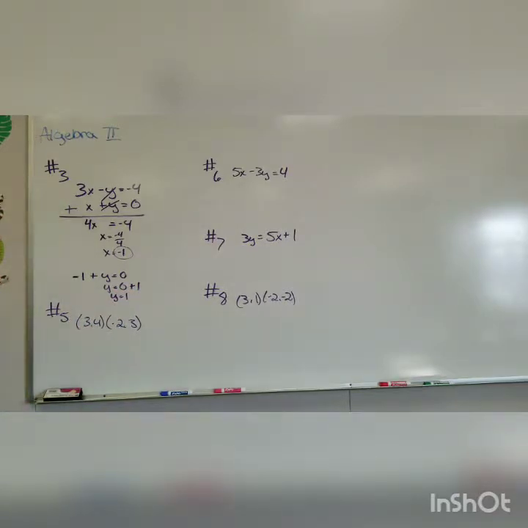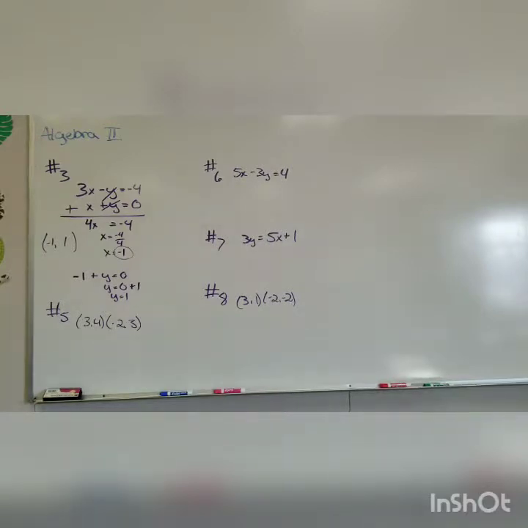Y equals 1. So your solution set would be x is negative 1 and y is 1. All right? Problems 5 through 8 ask you to find the slope of a line.